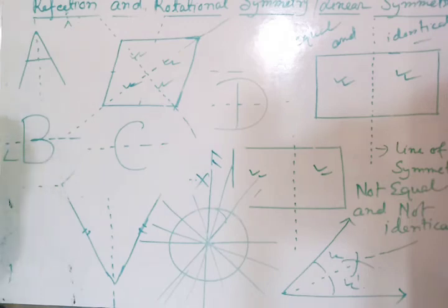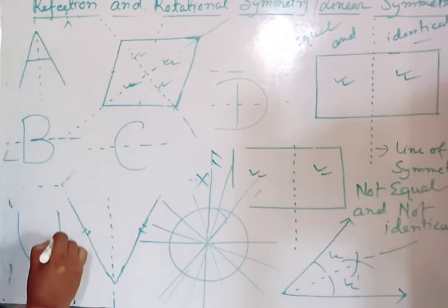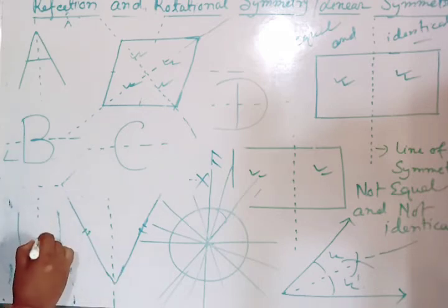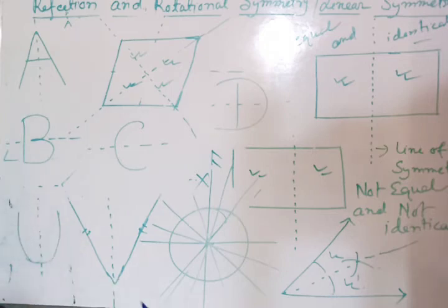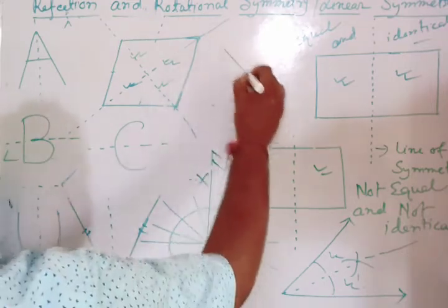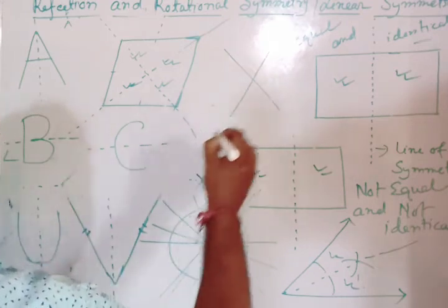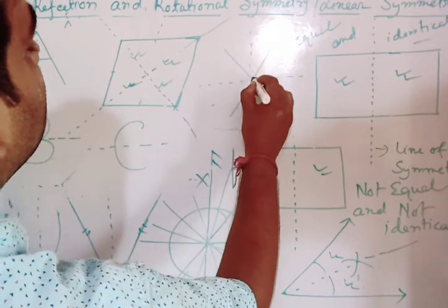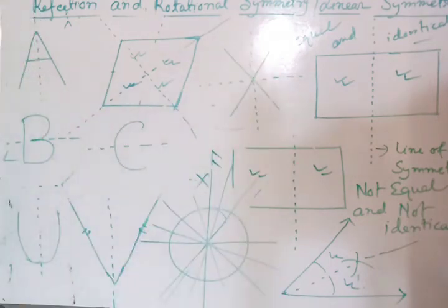And U, various types of lines of symmetry are given. I will give you the picture so that you will understand. It has only one line of symmetry. Then X, it's very interesting for X. Suppose we are taking this as X, so there will be two lines of symmetry for X, 1 and 2. Similarly for Y it is also given, okay.